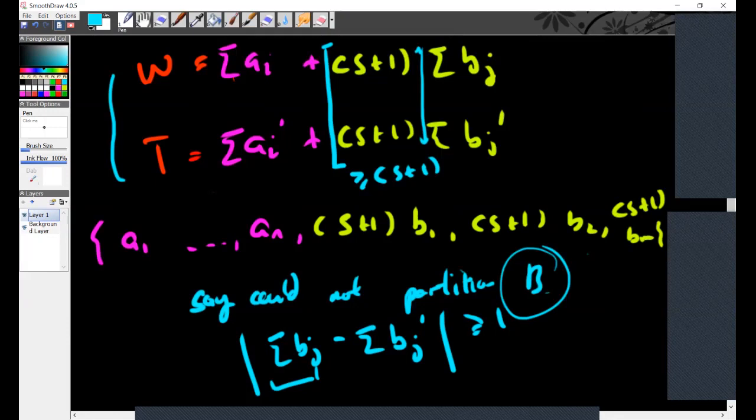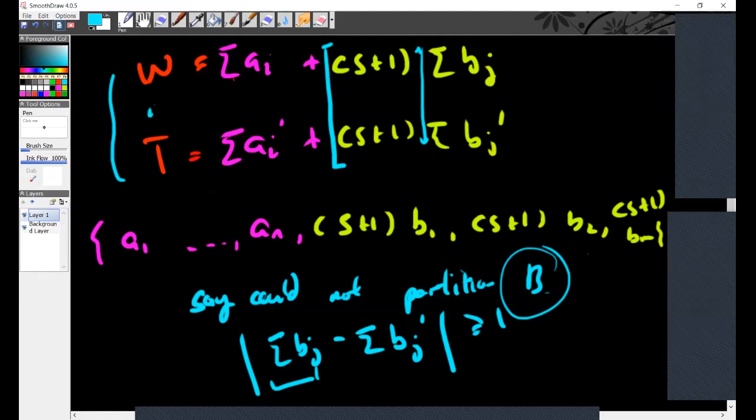So what I'm saying is that, for all we know right now, T has a value larger than W of at least s plus 1. Could T take more items from A to fix this issue? Sorry, can W take more items from A to fix this issue? Can W put more items into its set so that it makes up for this difference, so that they are equal again, right?